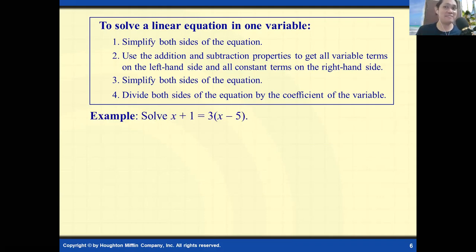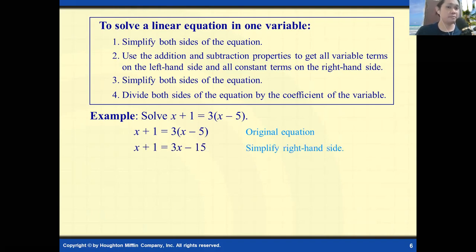So let's have more examples so that we can practice. Solve x plus 1 is equal to 3 times the quantity of x minus 5. So we have x plus 1 is equal to 3 times the quantity of x minus 5 as our original equation. Then we have x plus 1 is equal to 3x minus 15. So simplify the right-hand side. We just distribute the 3 to x minus 5 using the distributive property of multiplication.